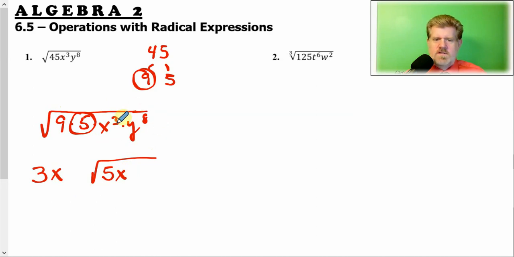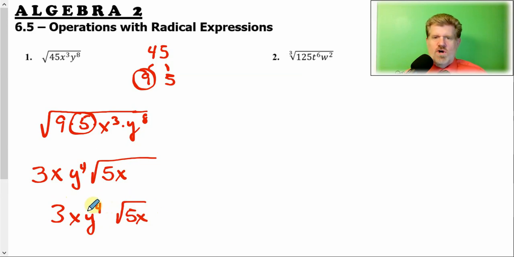All right. What about y to the 8th? Well, remember, it's a 2 out there. 8 divided by 2 is 4. And there's nothing left underneath. So the answer would just be 3x y to the 4th times the square root of 5x. Now, this is stuff we've done last section, and you guys did pretty well on that, so I'm not too worried about that. But again, we're going to ramp it up a little bit.